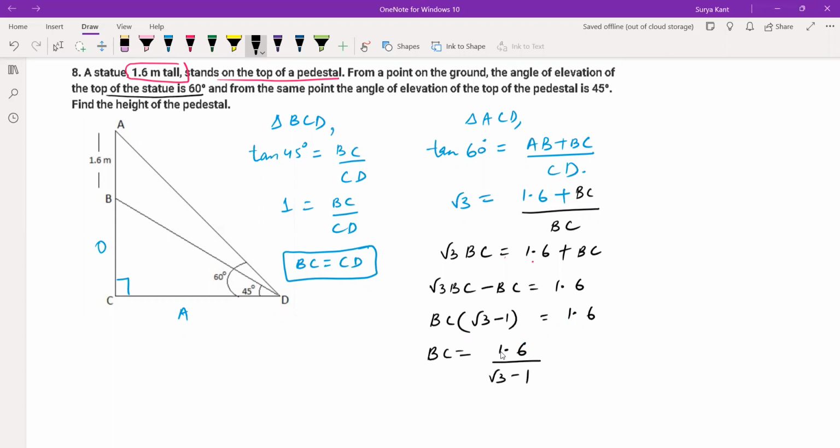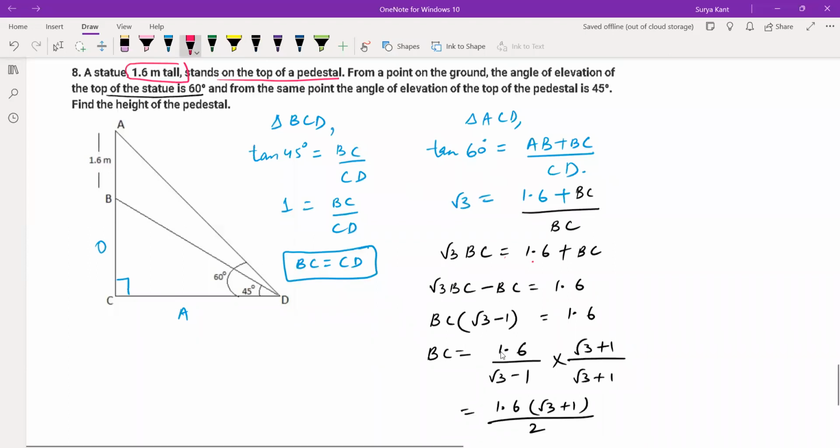Now we don't like a root in the denominator, so we have to rationalize. We multiply by (√3 plus 1) divided by (√3 plus 1). So 1.6 times (√3 plus 1) divided by 3 minus 1, which is 2. If you cancel the 2, we'll get 0.8 times (√3 plus 1). This is the final answer.